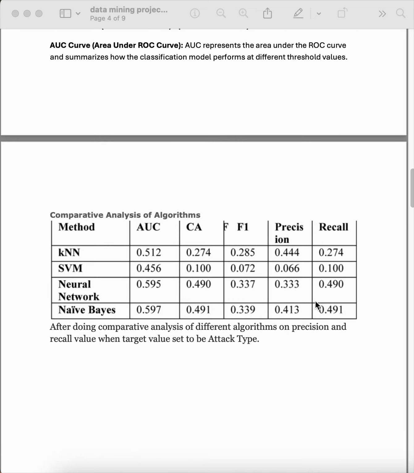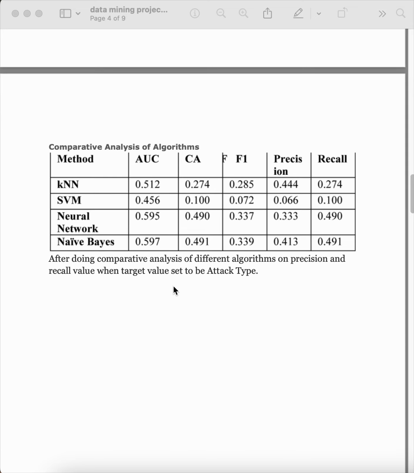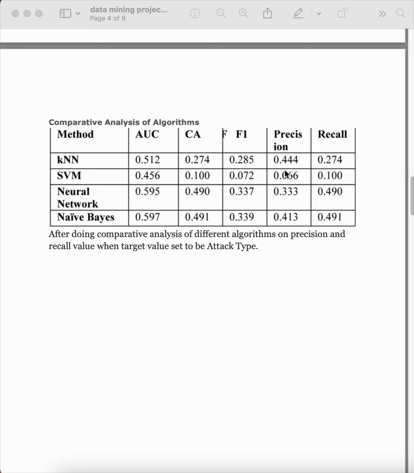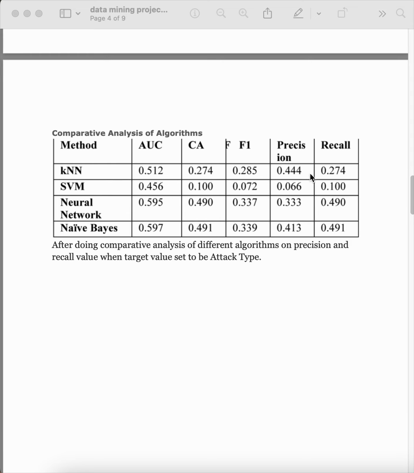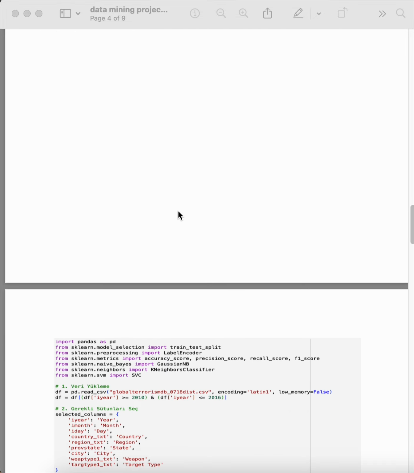And we can continue. We have a comparative analysis of algorithms. After doing comparative analysis of different algorithms on precision and recall values, with the target value set to be attack type: KNN, SVM, neural network, naive Bayes. We can see precision, recall, F1. KNN has bigger recall than SVM. We can say that from the table.